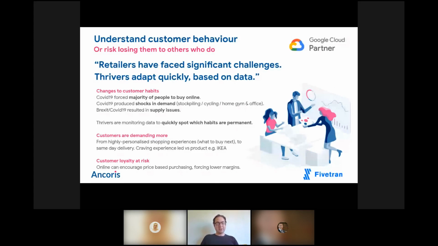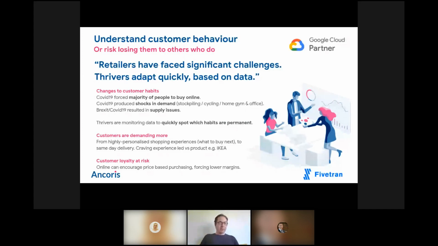Now, the retailers that did have stock are the ones that were predicting these surges in demand. They've got a handle on their inventory and supply chain.